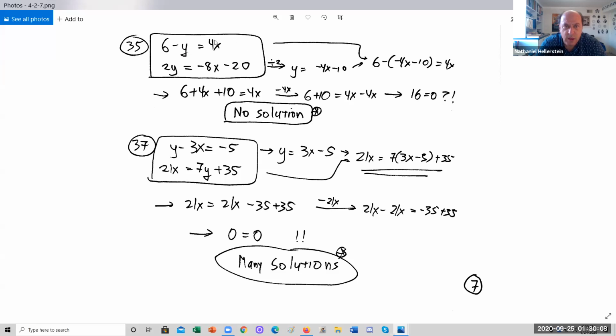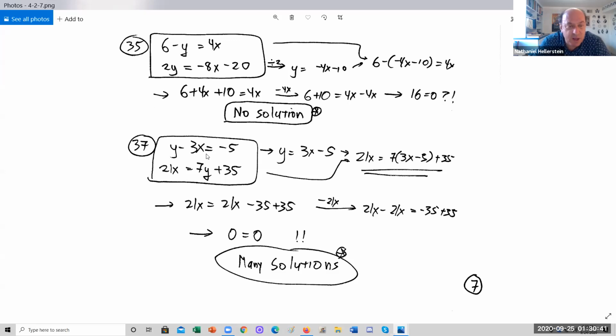Get 6 minus y, which is (-4x minus 10), equals 4x. 6 minus (-4x minus 10) equals 4x. Try distributing the negative sign. 6 plus 4x plus 10 equals 4x. Let's move the 4x to the right by subtracting. 6 plus 10 equals 4x minus 4x. Uh-oh, the 4x entirely cancel, and we're left with the equation 16 equals 0, which is not true. So there's no solution.